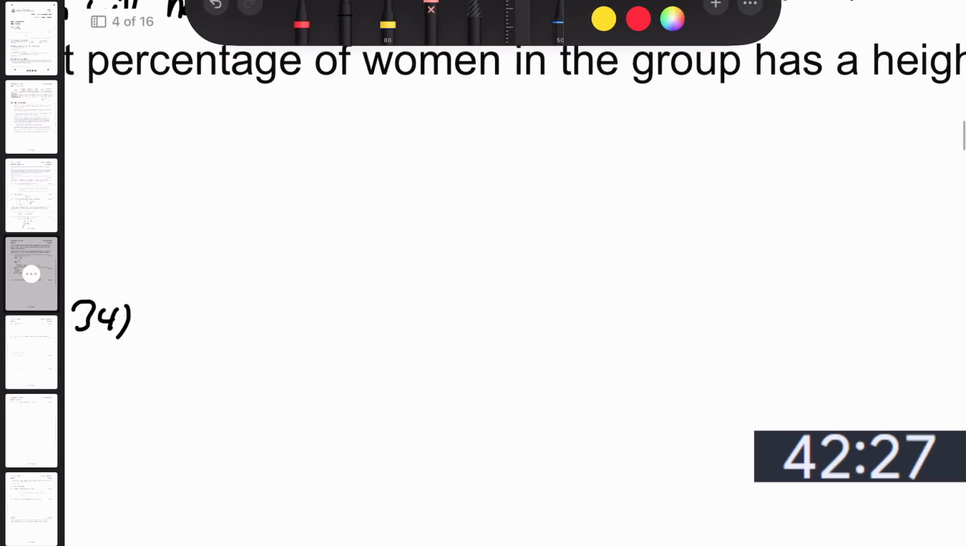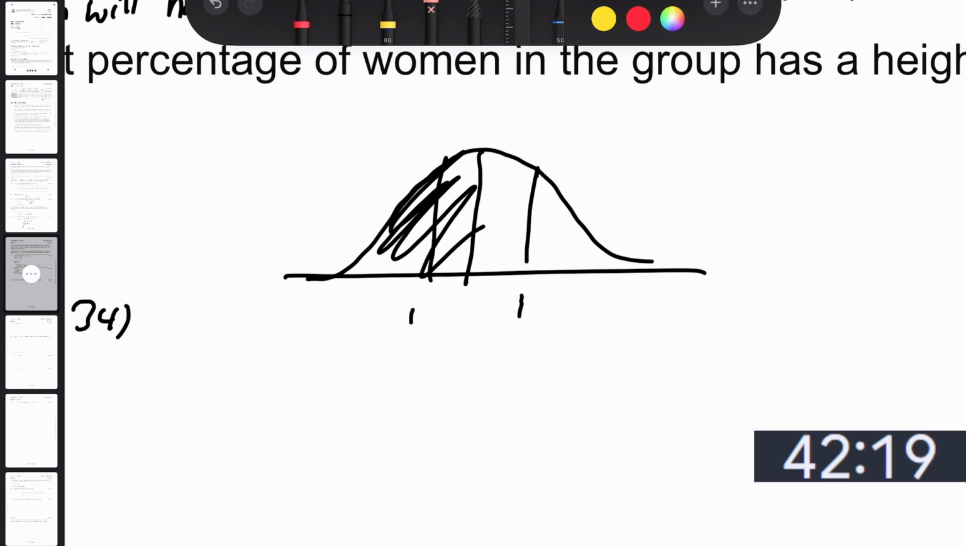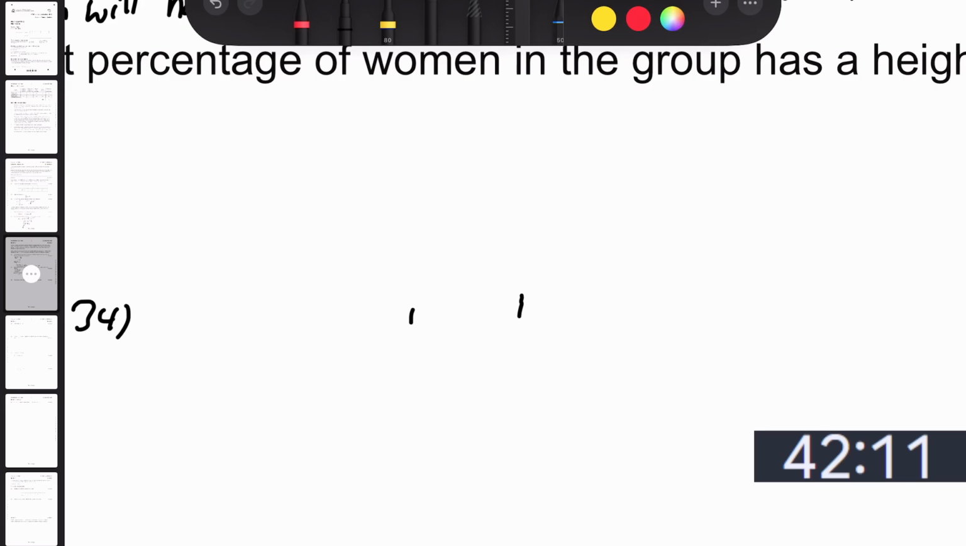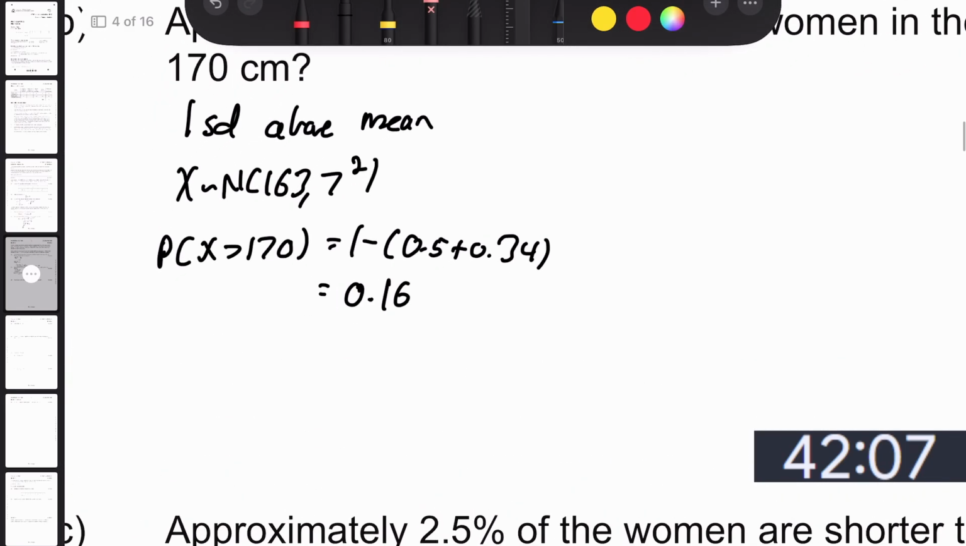6. Because if I look at this, there's my 50. Here's my 1 standard deviation above and 1 standard deviation below. If all of that is 68, I know that since it's symmetric, this is going to be 34. So this is my 50 plus 34. So I get 16%. And I want a percentage, therefore 16%.